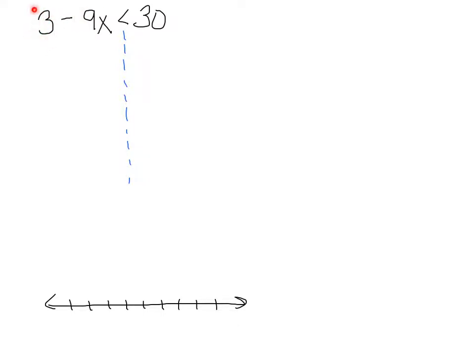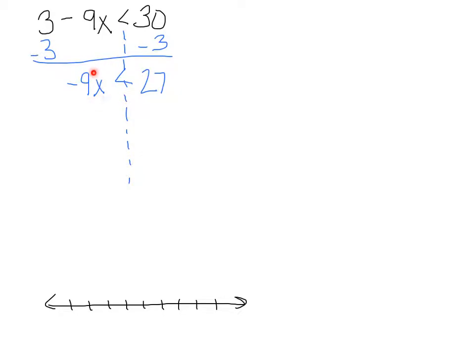Notice how this is a positive 3. This negative is only associated with this 9x. So this is a positive 3. In order to get rid of this, to move it to the other side, we're going to subtract 3 on both sides. That gets us -9x is less than 27. Now that we moved that 3 to the other side, we followed all the rules. We know that whatever number we have for our x, this -9x better be less than 27. That's the same thing as this statement up here. We just moved that 3 over, so these statements are both the same.